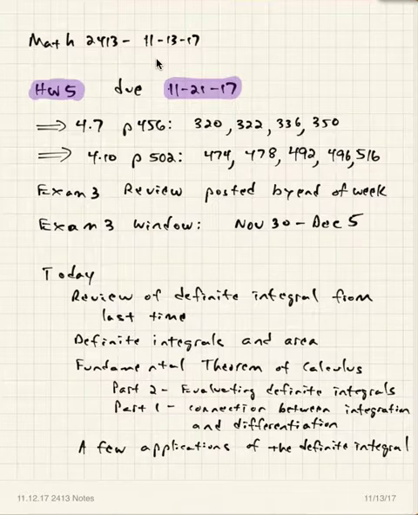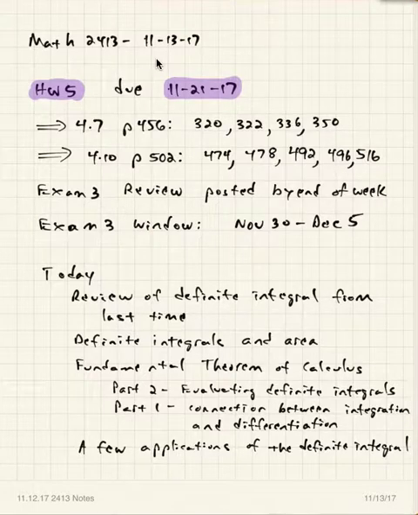I do want to point out that section 4.10, those are on max-min problems or optimization problems, and those are all word problems, so you really need to get started on those. And if you have any questions, don't hesitate to come by my online office. I'll be happy to help you out. Or shoot me an email, and I'll be happy to respond and see if I can help you out with some of these problems.